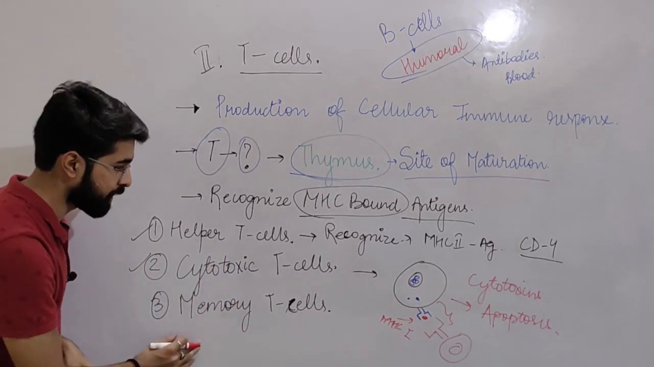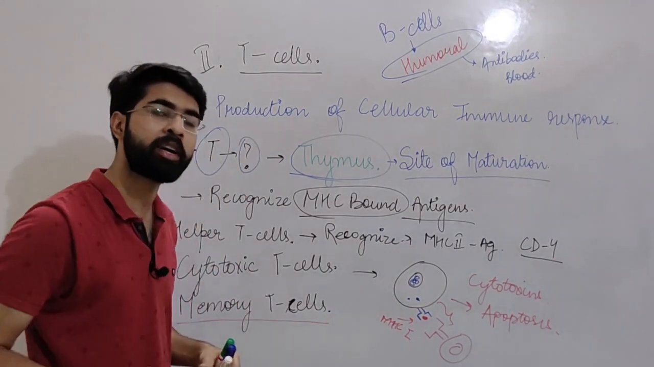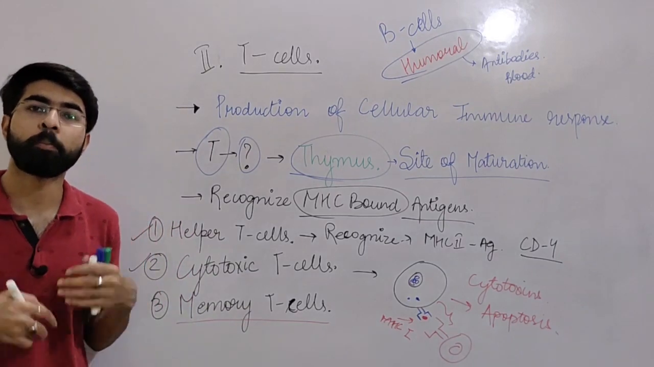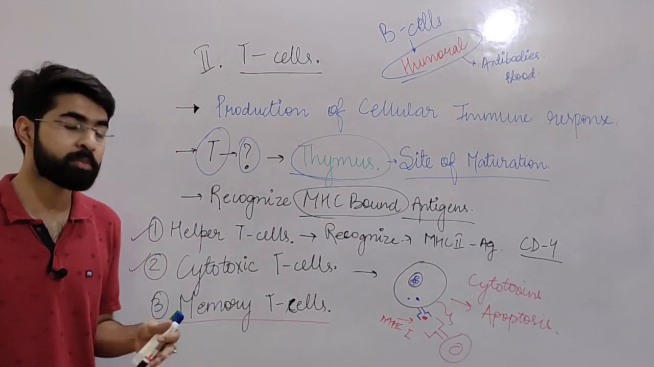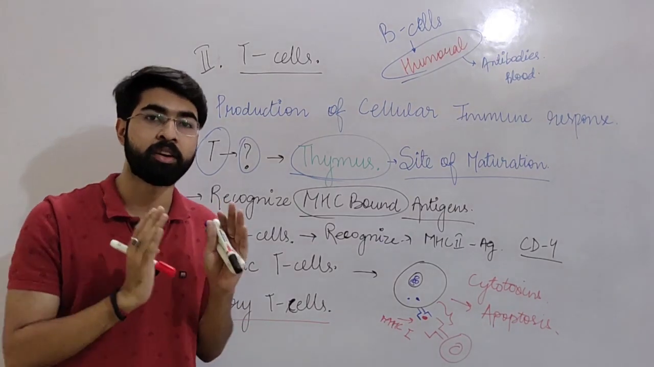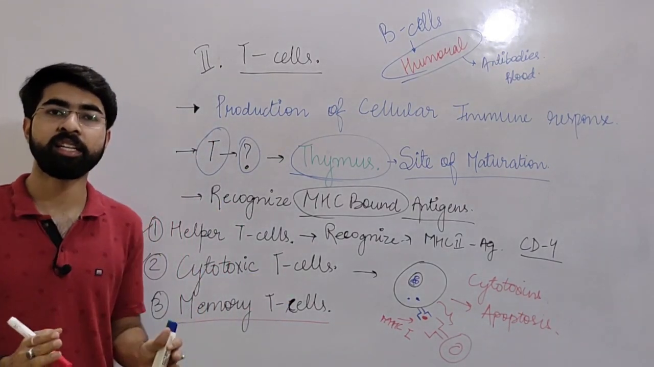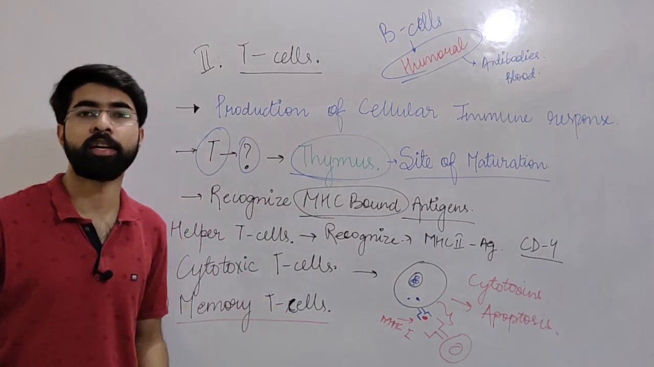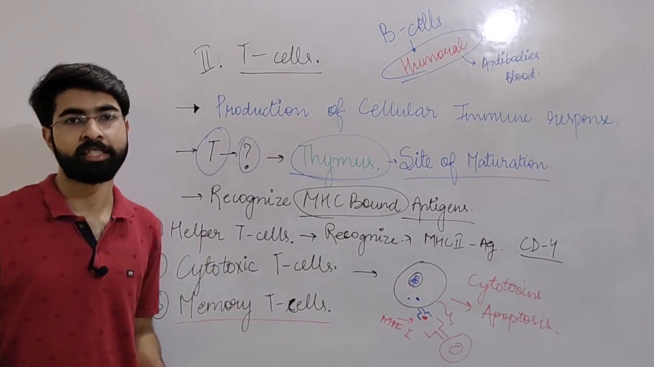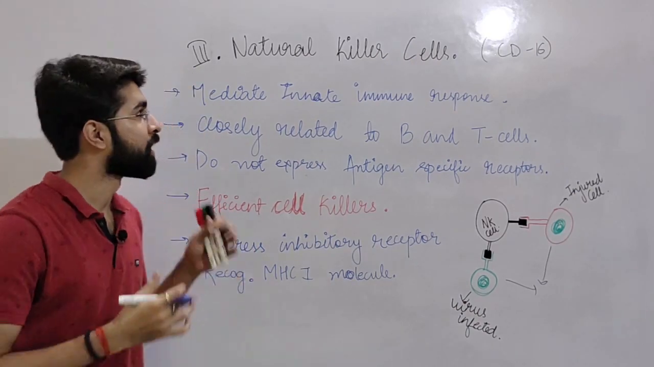The next are memory T cells. As the name suggests, these cells contain memory in themselves, so that whenever the infection comes next time, these memory T cells are there, and they recognize the infection and easily remove it. So this was all about T cells. Now we will discuss natural killer cells.